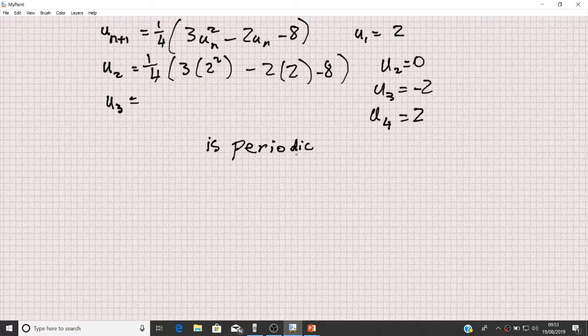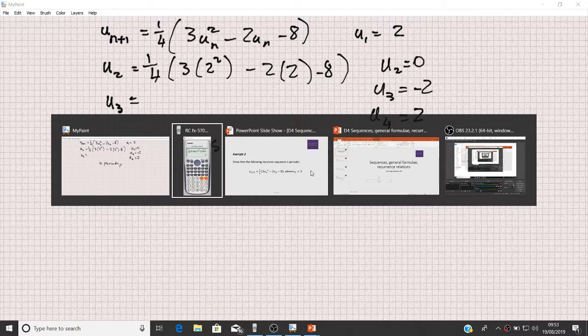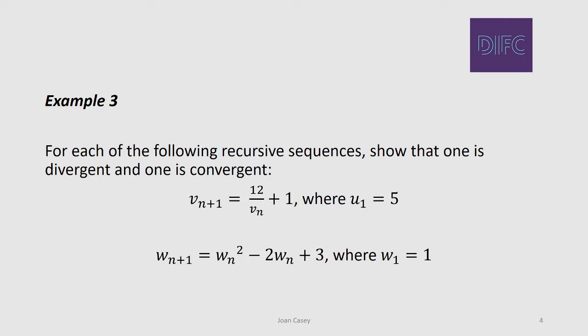And in this case, the period is 3 because the sequence repeats itself after 3 terms. Okay, so let's take a look at the final example. The final example today is, for each of the following recursive sequences, show that one is divergent and one is convergent. So we'll just take a look at the first one first.